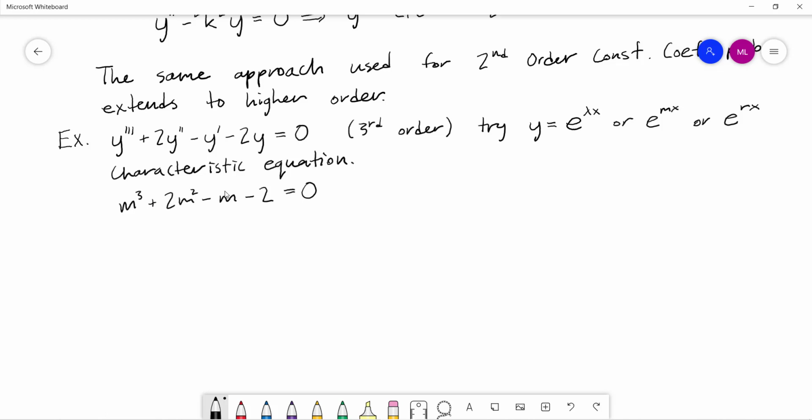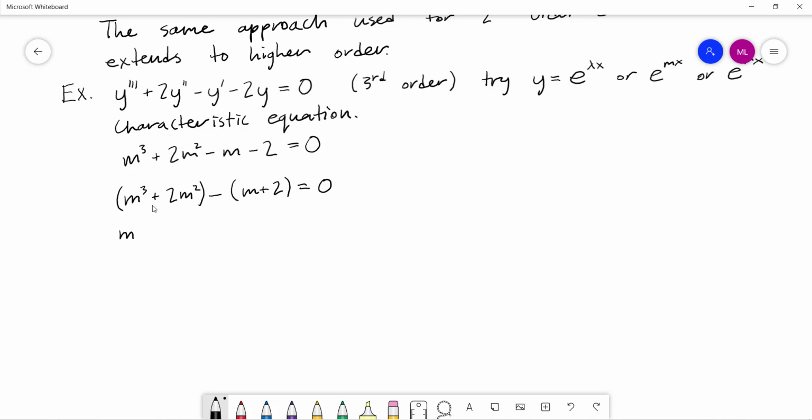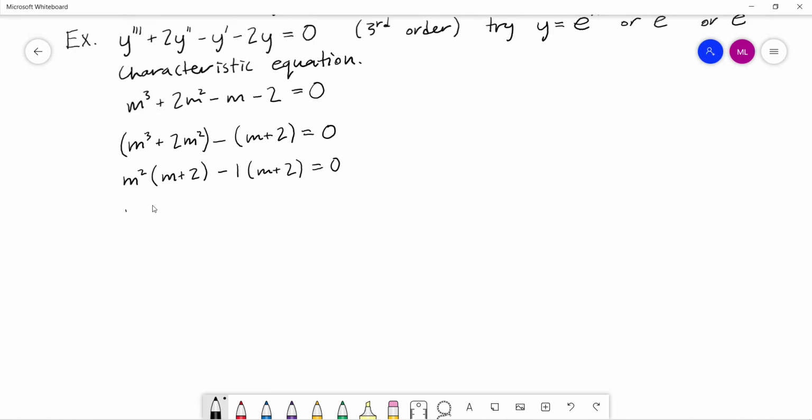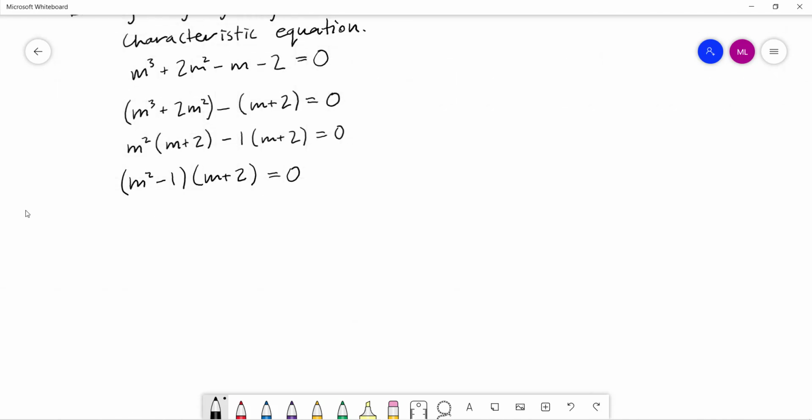Factoring cubics is always a pain in the butt unless you get lucky. In this case, I noticed that if I group the first two and then group the second two, which you could think of as minus m plus 2, I can factor an m squared out of the first, so I get m squared times m plus 2, minus 1 times m plus 2, equals 0. Which means that what we've really got is m squared minus 1 times m plus 2 equals 0. This is a difference of squares, so we get m minus 1 times m plus 1 times m plus 2 equals 0. So m is equal to positive 1, negative 1, and negative 2.